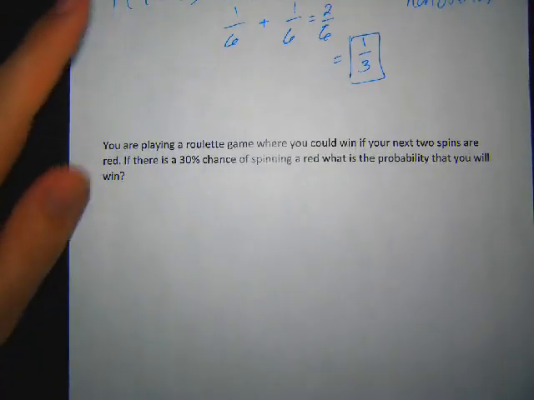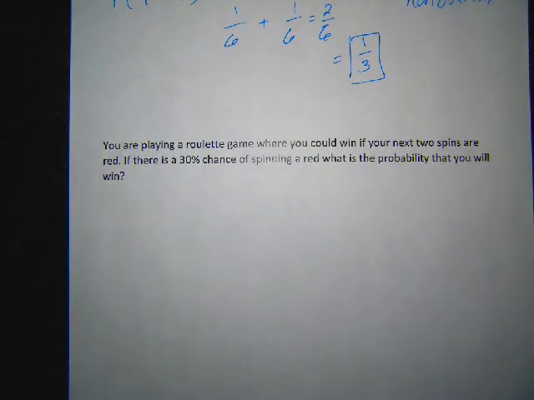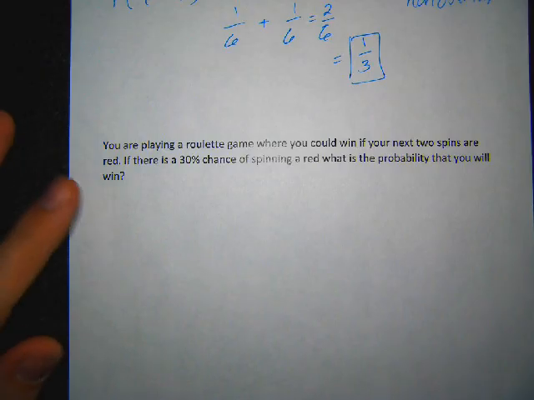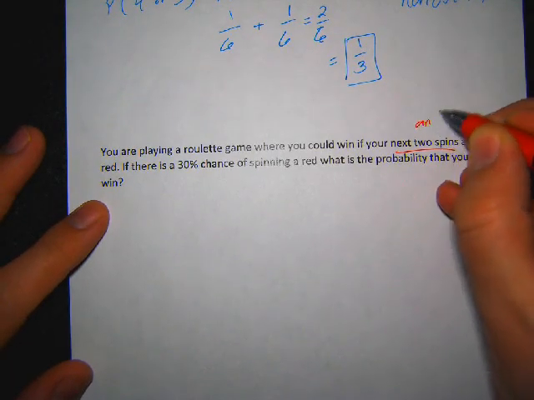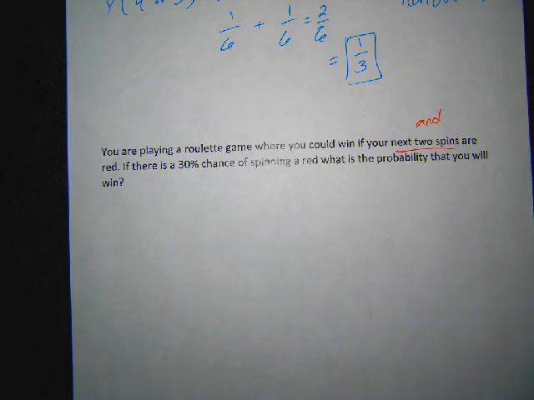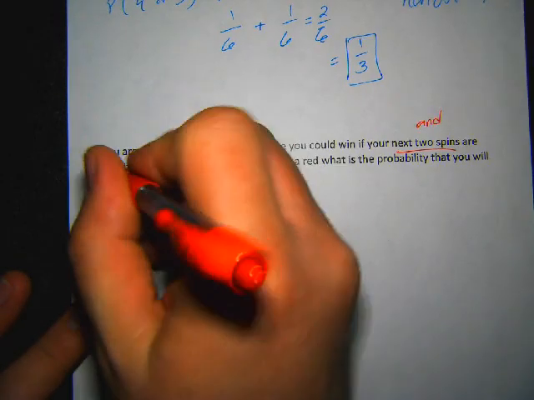Let's try one more. You're playing a roulette game where you could win if your next 2 spins are red. If there's a 30% chance of spinning red, what's the chance you will win? Okay, so you notice that we now need 2 things to come out a certain way. That's where this comes into play. So your next 2 spins, this makes this an AND probability. I want this one to be a win, and then the next one to be a win. I want them both to be red.